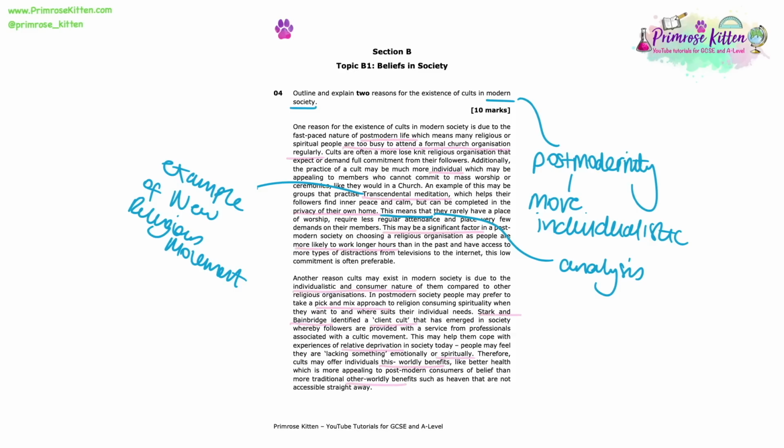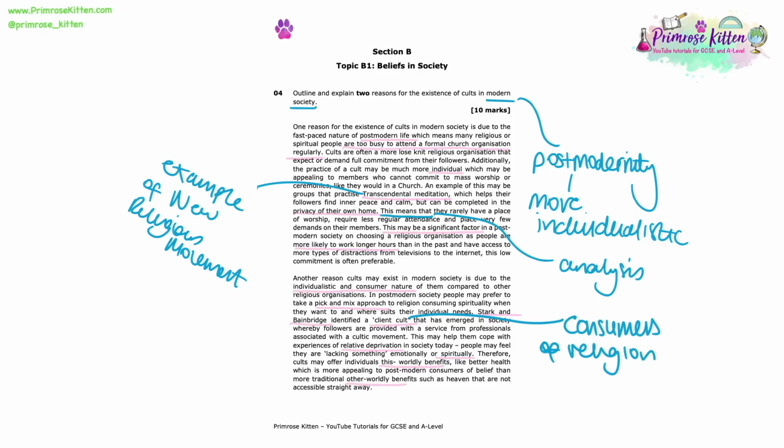So we're taking another reason here from the postmodern perspective to explain why cults may be emerging in modern society, and we are going for a specific reason mentioned by Stark and Bainbridge, this use of the term client cult, which basically refers to cults existing due to the nature of postmodern society where people wish to literally purchase a religion that suits their needs. You've also got the term relative deprivation there.